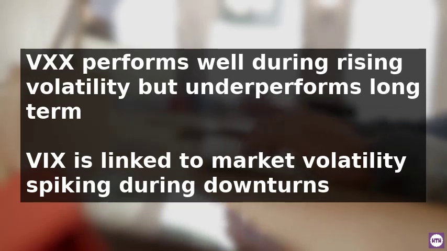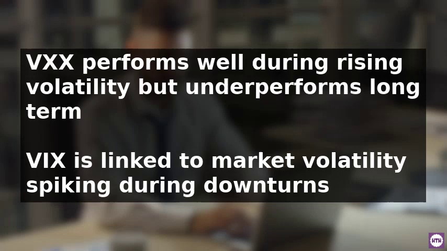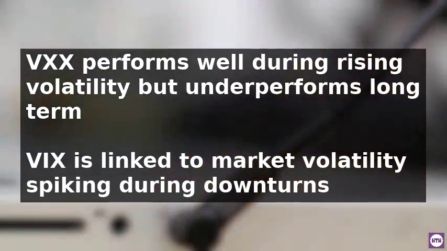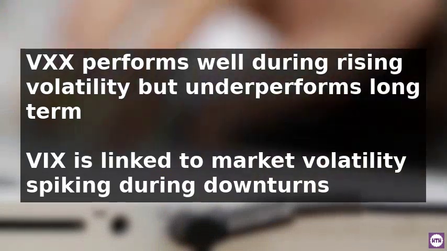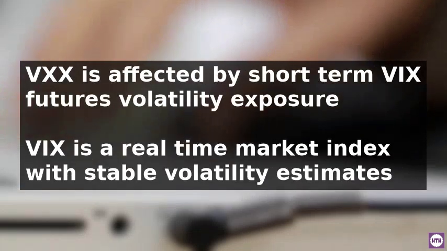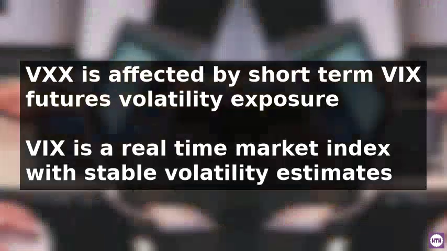During times of rising volatility, VXX often performs well, but it may underperform during longer periods. In contrast, VIX is closely linked to market volatility, frequently spiking during market downturns, which indicates a greater demand for options among investors seeking protection from market falls. The VIX's performance is regulated by aspects like roll yield and the VIX futures curve, making its market conditions more stable for investors in terms of risk and profit return.